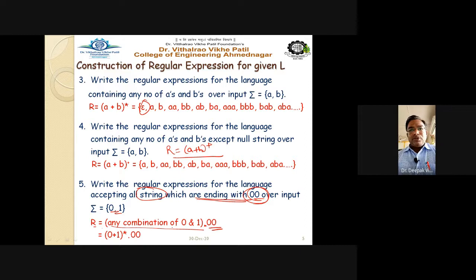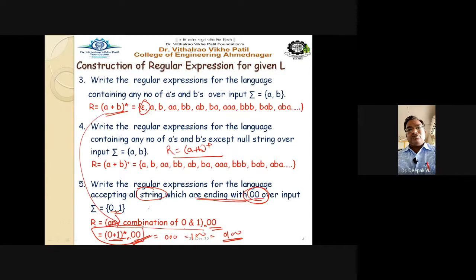Any combination of 0 and 1 is, as we have just seen, (0+1)* dot 00. Getting this point? So what can you have? I can have 000, or 100, or 0100. When you end the string, it must end with double 0 at the end. This is a dot operator, and you are taking any combination, so you are following this rule here, right?